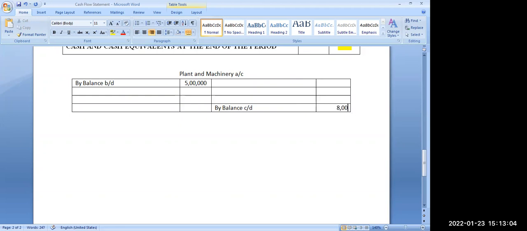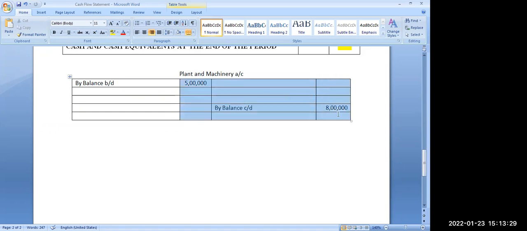If you don't have any other information, we can simply assume that this 3 lakh is the increase in plant and machinery, that means purchase of plant. That is what we call a cash outflow for investing activity. We can take this 3 lakh directly to the cash flow statement in the name of increase in plant. That means purchase of plant under investing activity, an outflow of 3 lakhs.